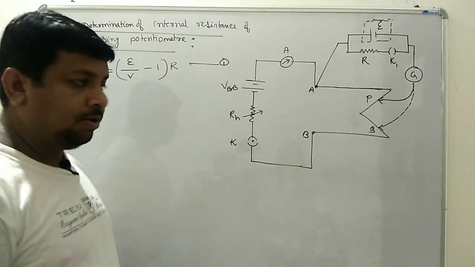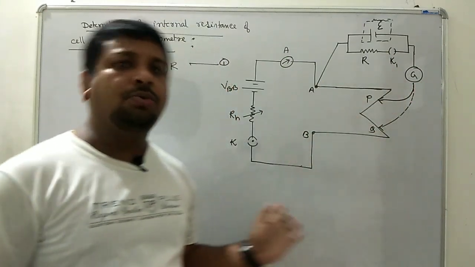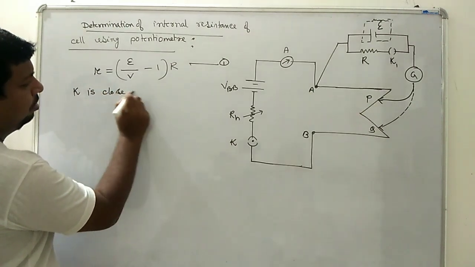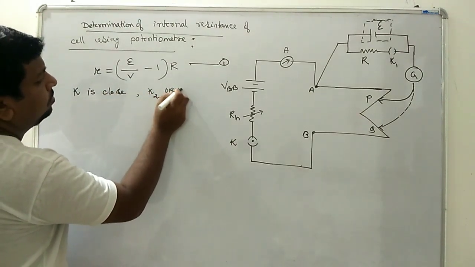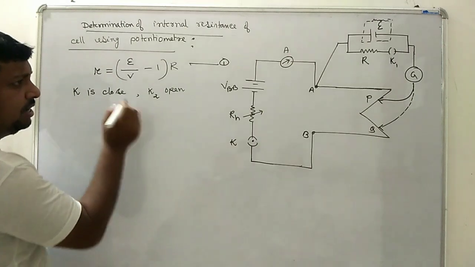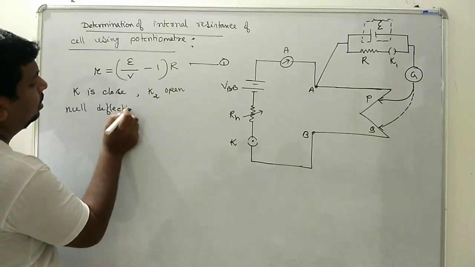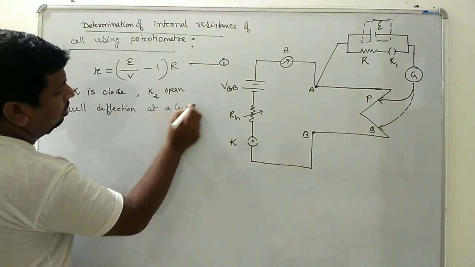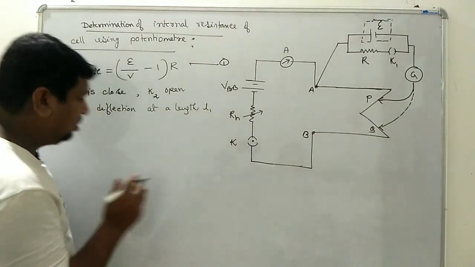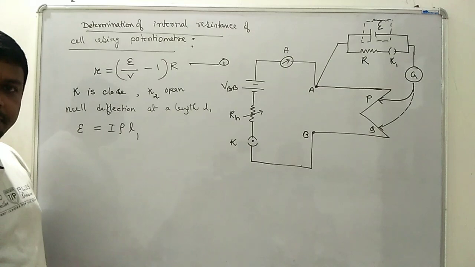Terminal potential difference. Now, when key K is closed and K1 is open, and K2 is closed, the galvanometer shows zero deflection. So there is no deflection of the galvanometer at length L1. Then the EMF of the cell, E equal to I rho L1.